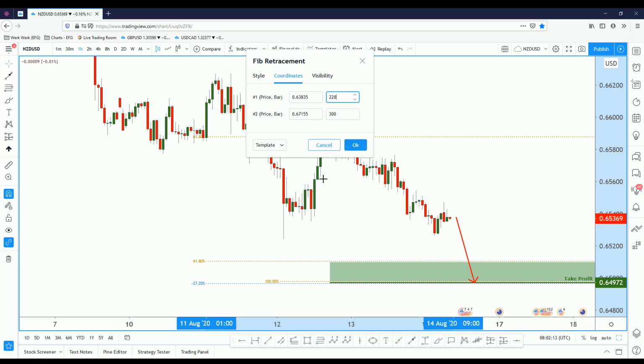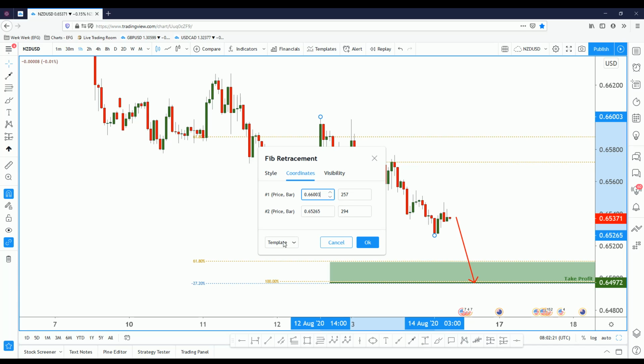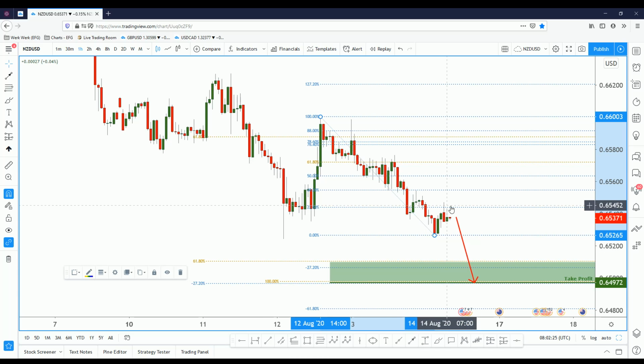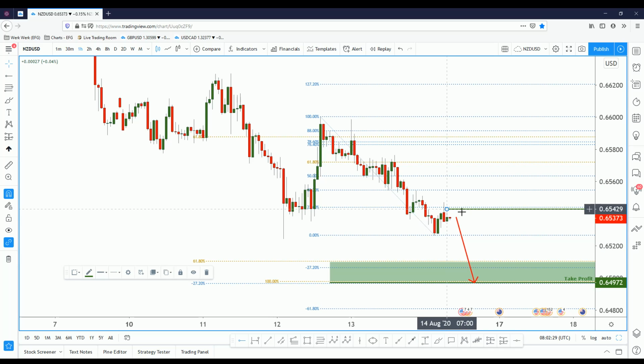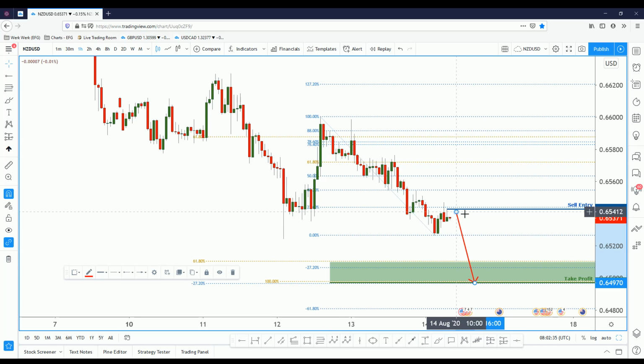On the 1 hour, this is what we have, and we can use a retracement of the last leg, high to the low, and open up all Fibonacci ratios. We can see the price is holding below the 23.6, so we can have a sell entry here at the 23.6 level. So we wait for price to retest.